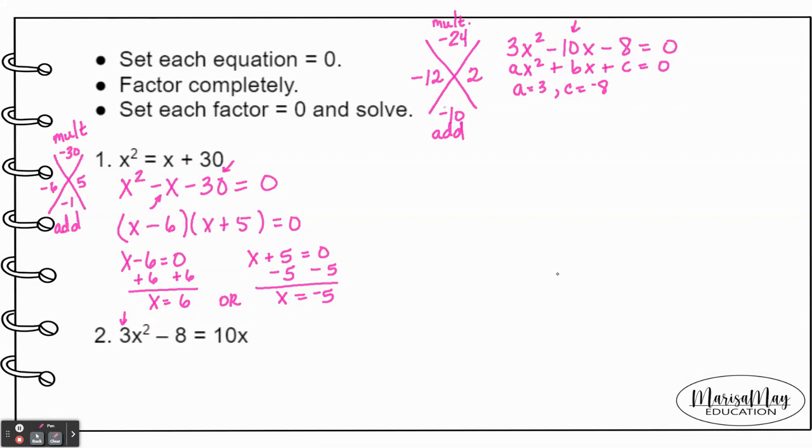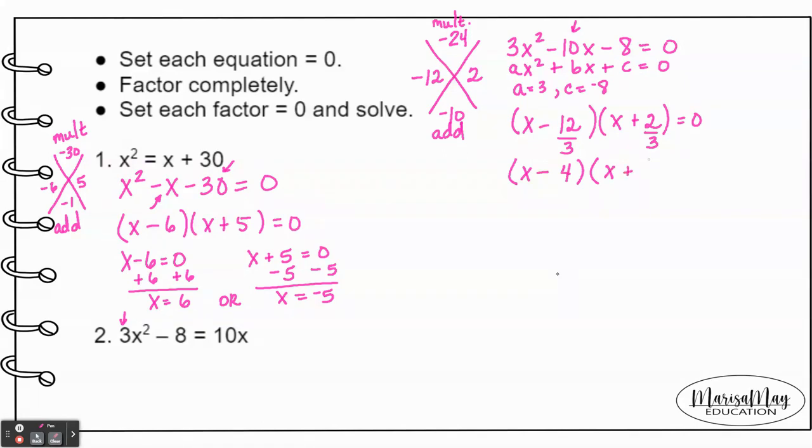You may need to play around with the numbers that multiply to give you negative 24, like list them out to see which ones are going to add to give you negative 10. So just like before, I'm going to write those two in parentheses with x. But in this case, I have to now divide by the a. So the a was 3, so I'm going to divide by the 3 here. And simplify. So x minus 12 divided by 3 is 4.